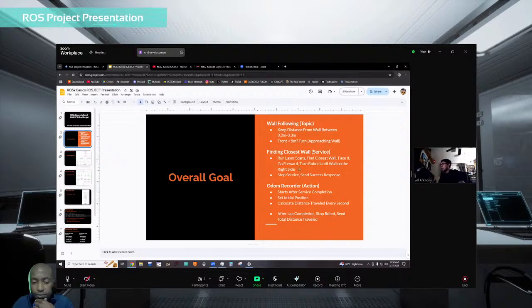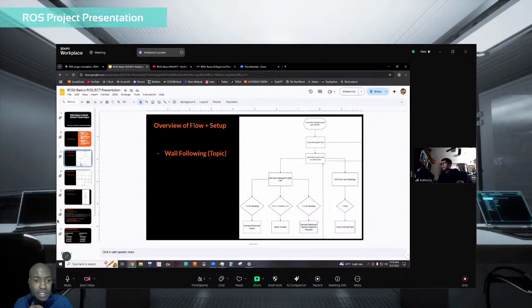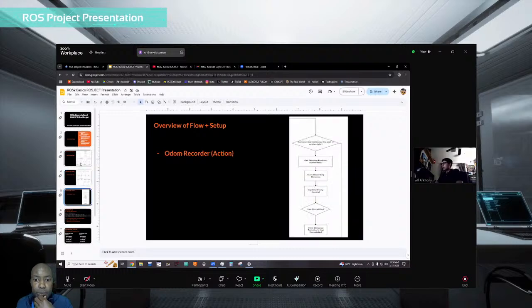The service runs the scans, finds the closest wall, and then goes to it. Then the odom recorder sets the initial position, calculates every second, and detects the lap completion. This was just the logic, but we pretty much went over that already.